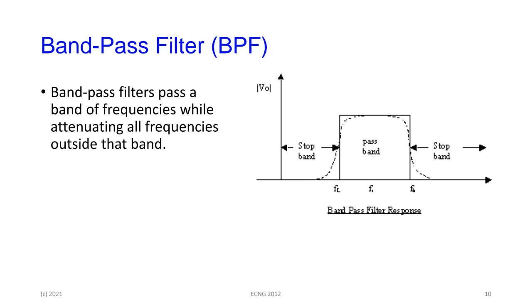The band pass filters pass a particular range of frequencies within a band. So there's a lower cutoff and there's a higher cutoff. It passes everything between that and it rejects everything outside of that. These you meet a lot in communication circuits, for instance.